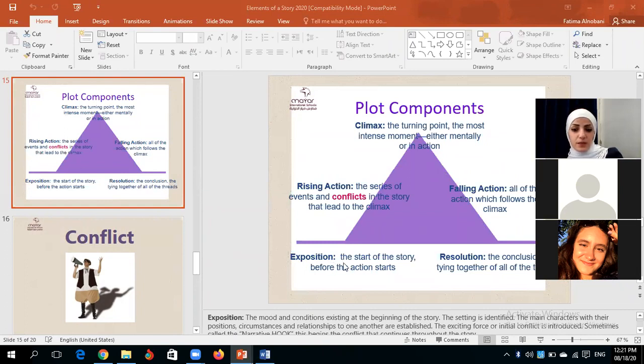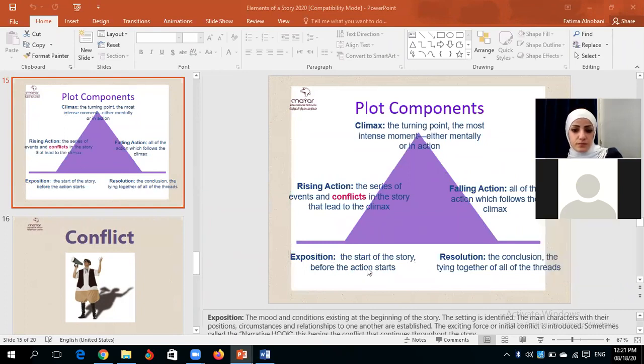The start of the story before the action starts. Here we set the mood, right? We mention the setting and a little bit of the characters. Then, Asil, what happens? Rising action, the series of events and conflicts in the story that lead to the climax. Thank you very much. Malak Abu Bakr, can you keep going? The climax?